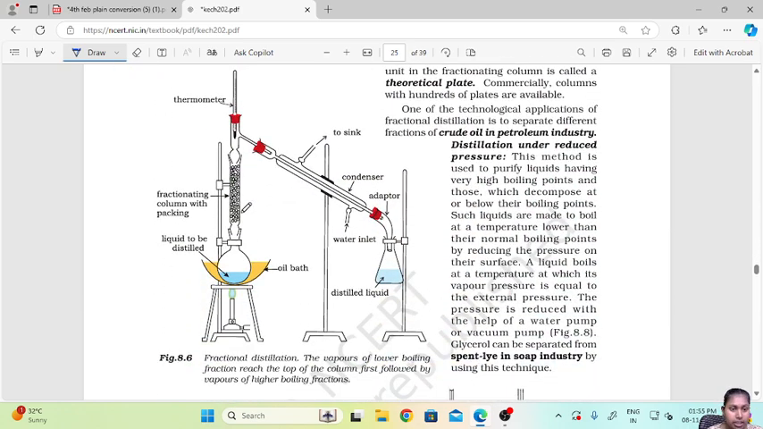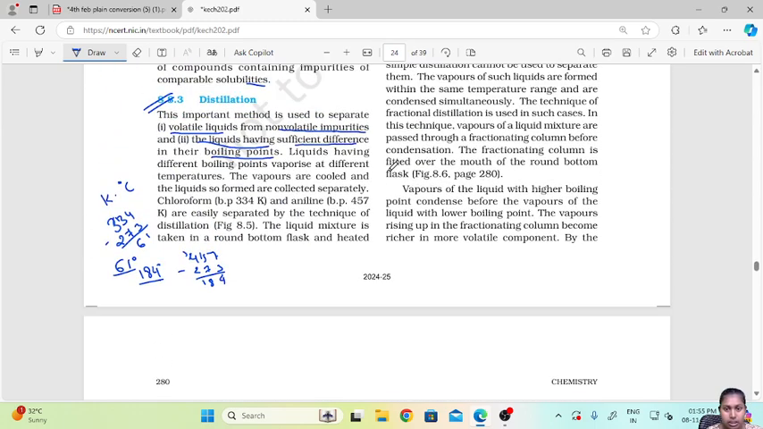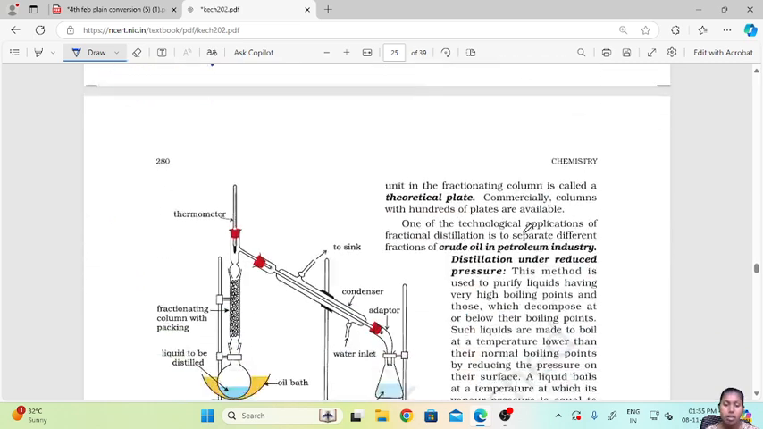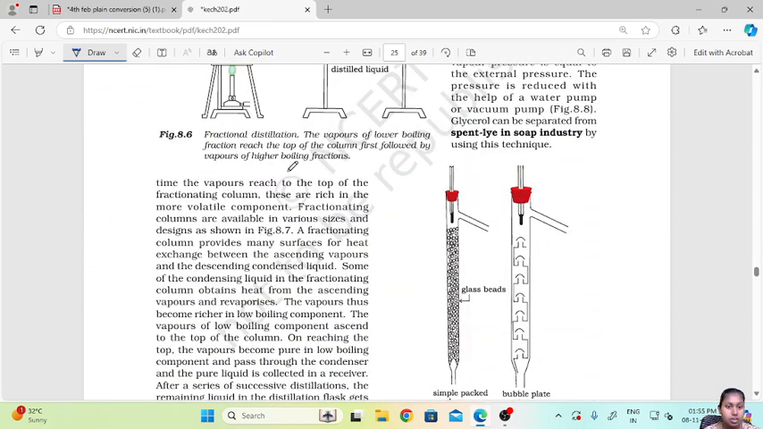So this is the fractionating unit. Now what will happen is the vapors of a liquid with higher boiling point condense before the vapors of a liquid with lower boiling point. The vapors rising up in the fractionating column become richer in the more volatile component. By the time the vapors reach the top of the fractionating column, they are rich in the more volatile component. Fractionating columns are available in various sizes and designs.